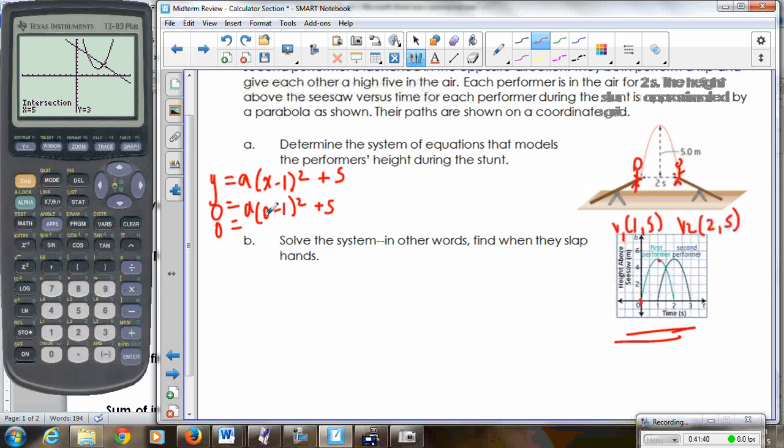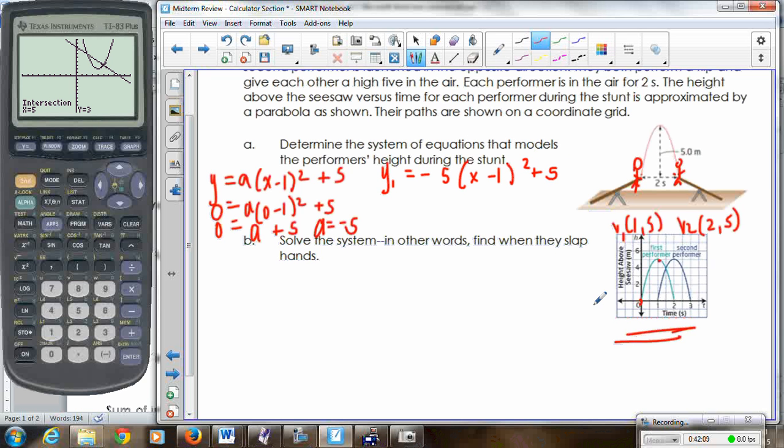So I get 0 is equal to, well, 0 minus 1 here is negative 1. When I square that, I get positive 1. So basically, A times 1 is just A, and then I've got plus 5. And if I subtract 5 from both sides, I get that A is equal to negative 5. So the equation for the first performer, I'm going to call that y1, is going to be negative 5 times the quantity x minus 1 squared plus 5.